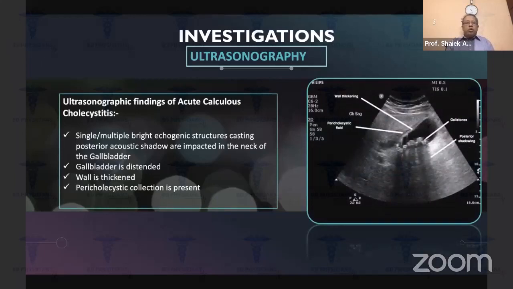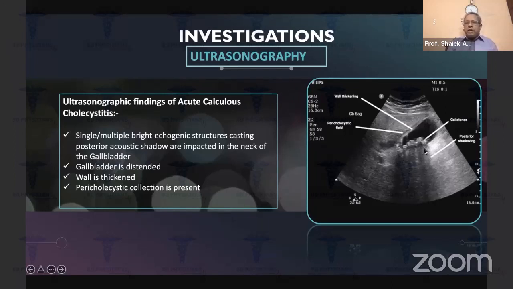So in case of gallstone, these are the ultrasonography findings of acute calculus cholecystitis. First thing is, what about the content? Is there single or multiple echogenic structure or structures casting a posterior acoustic shadow, this shadow.